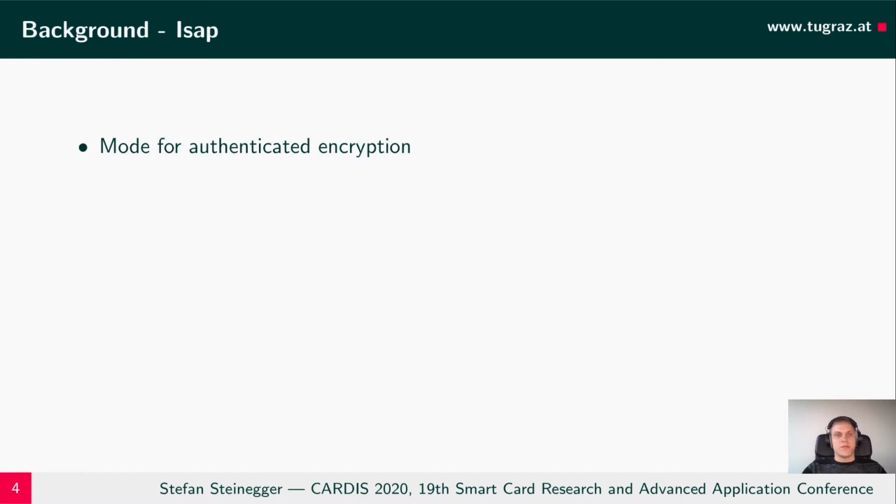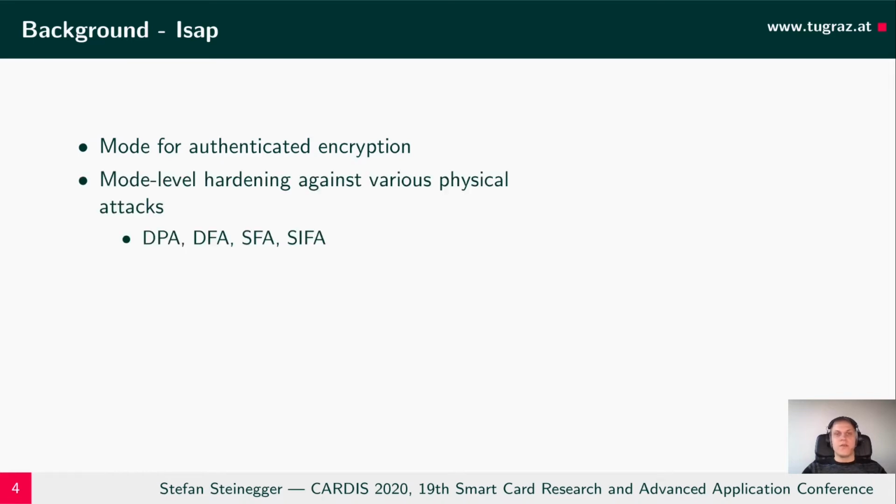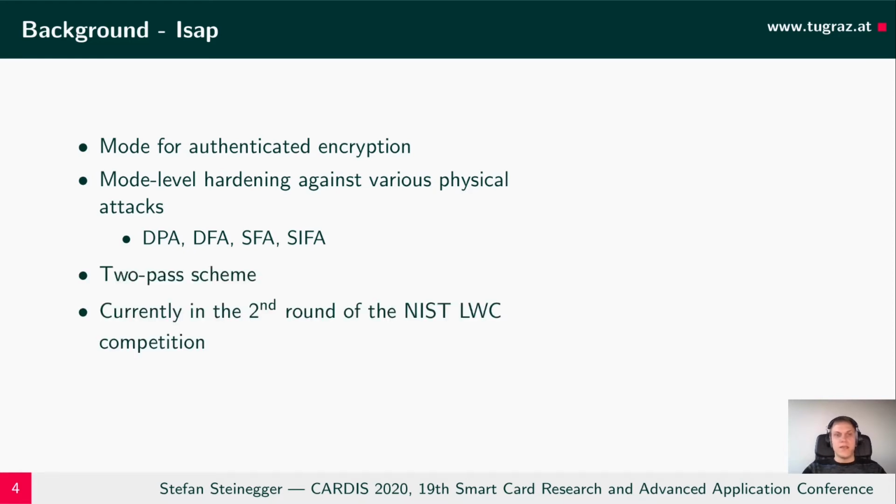Secondly, we've got Isap. Isap is a mode for authenticated encryption, and the great thing about it is that it offers hardening against various physical attacks at the mode level. And this includes differential power attacks, differential fault attacks, statistical fault attacks, statistical ineffective fault attacks. It is a 2-pass scheme and is also currently in the second round of the NIST lightweight crypto competition. The nice thing about it for our accelerator is that 2 out of the 4 parameterizations are based on the permutation function Ascon-p.